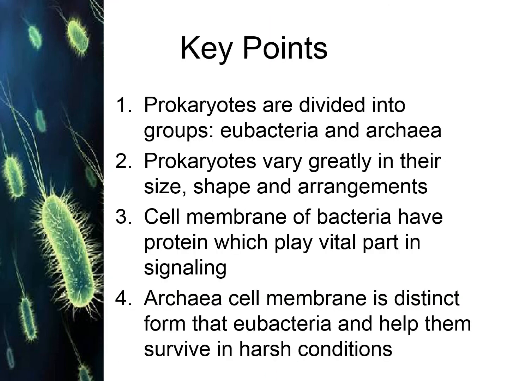The key points of today's lecture are: the prokaryotes are divided into two groups, that is, eubacteria and archaebacteria. Prokaryotes vary greatly in their size, shape, and arrangement, which helps in identification of bacteria. The cell membrane of bacteria has proteins which play a vital role in signaling, and the cell membrane of archaea is quite different from that of eubacteria and helps them survive under extreme environmental conditions.